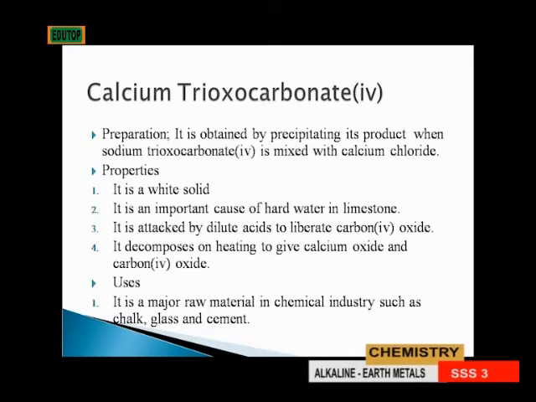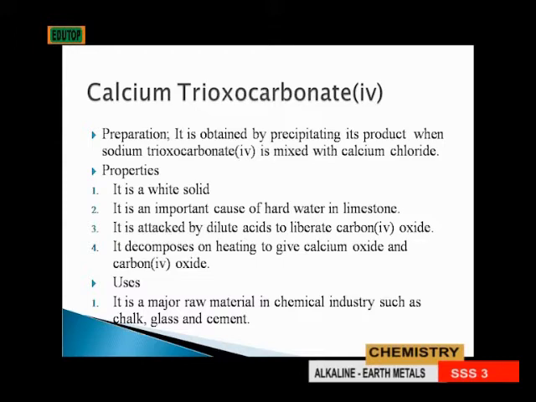Calcium trioxocarbonate (IV). Calcium trioxocarbonate (IV) is one of the most important compounds of calcium. Preparation. It is obtained by precipitating its products when sodium trioxocarbonate (IV) is mixed with calcium chloride. Properties. 1. It is a white solid. 2. It is an important cause of hard water in limestone. Why? Simply because it contains the calcium 2 plus ion, and that is what is responsible for the hardness in water.